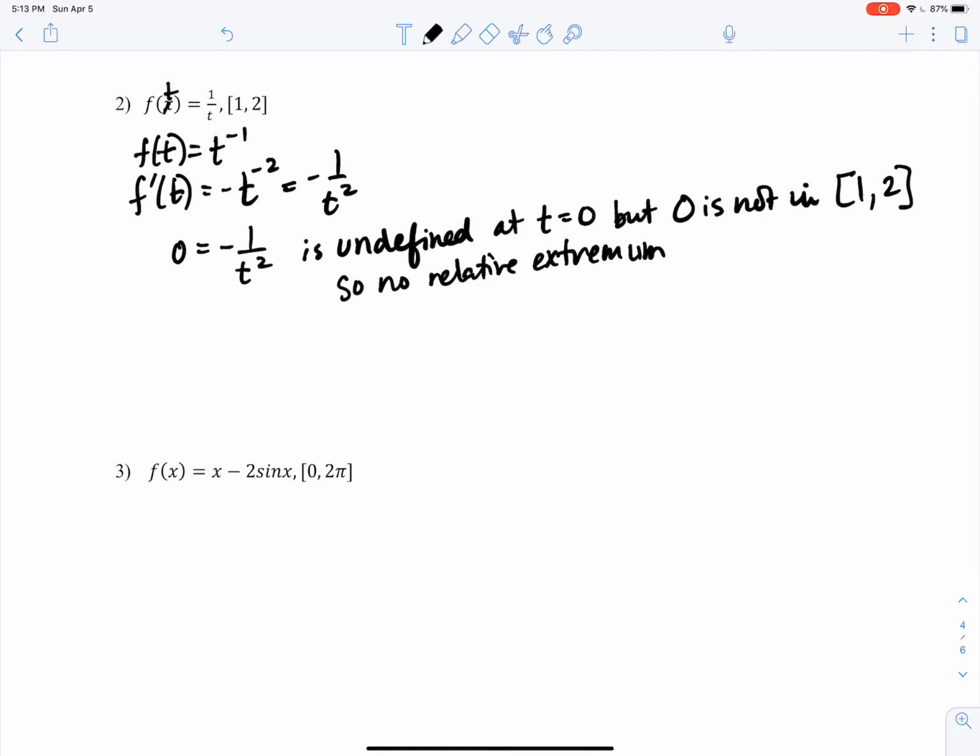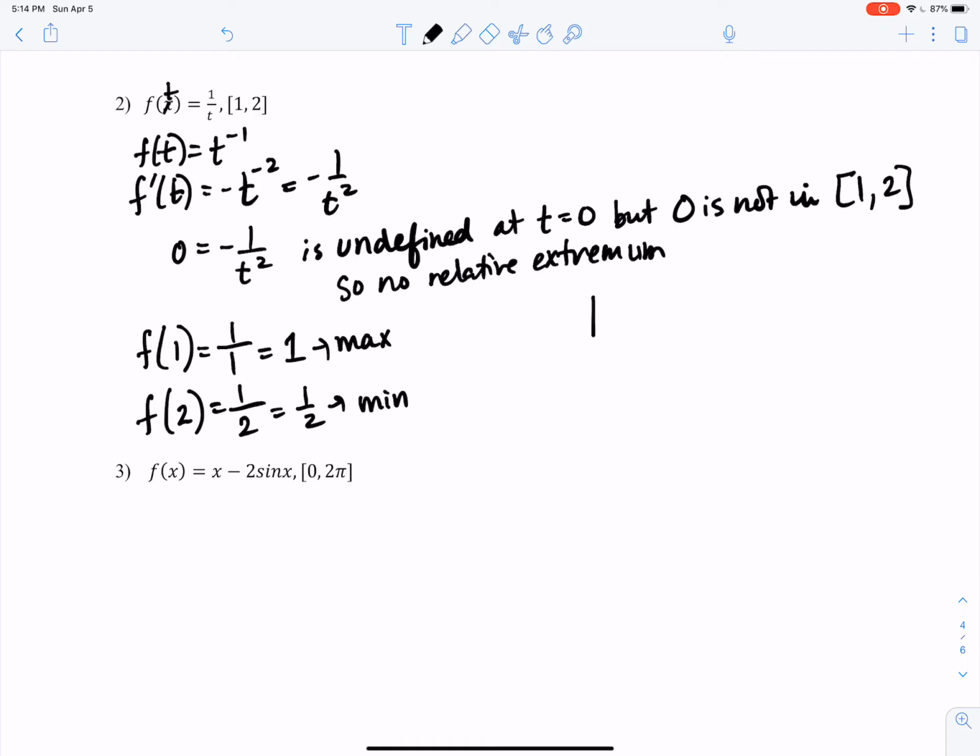But we can still evaluate the endpoints, right? So we're going to evaluate f of 1. That's just going to be 1 over t, which is 1. And then f of 2, which is 1 over 2, which is 1/2. So we can see that at the endpoints we have our max, this is our max, and at 2, this is going to be our min.